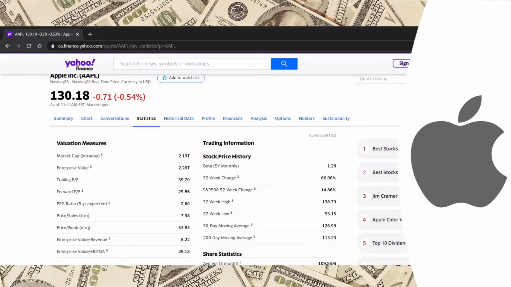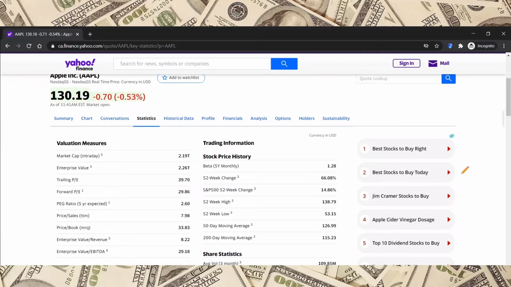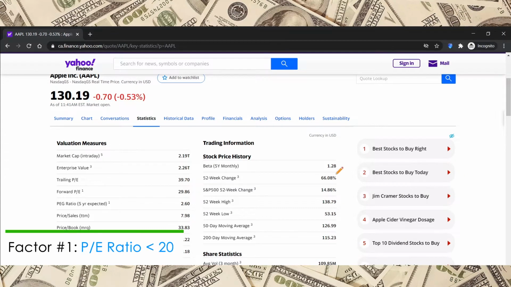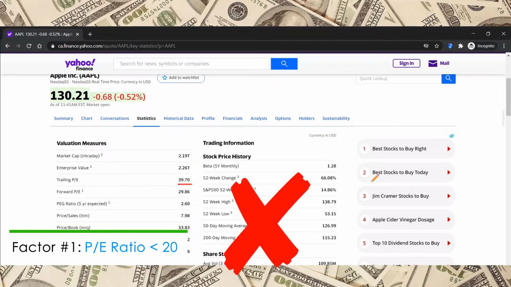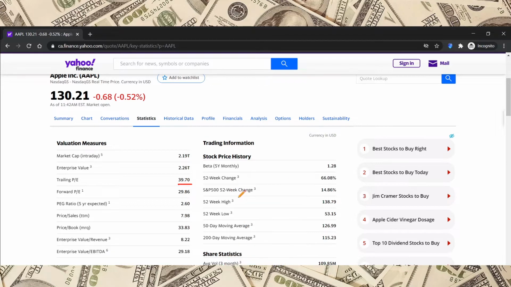Let's get into it. First thing you want to look at is factor number 1, PE ratio. We want the PE ratio to be less than 20. Right now the PE ratio is about 40. A little high, but generally you want this under 20, so that's still an X for me. PE ratio, you need this less than 20.